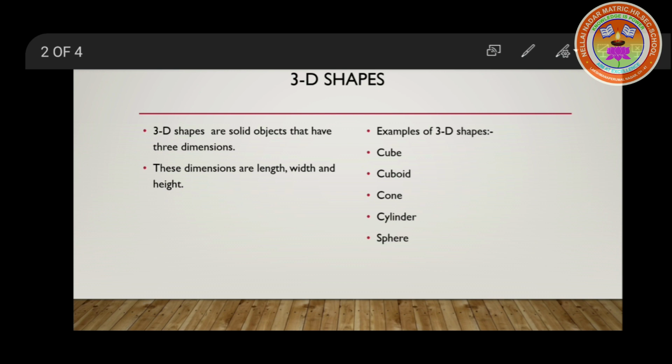Next we will move on to 3D shapes. 3D shapes are solid objects that have 3 dimensions. These dimensions are length, width and height.